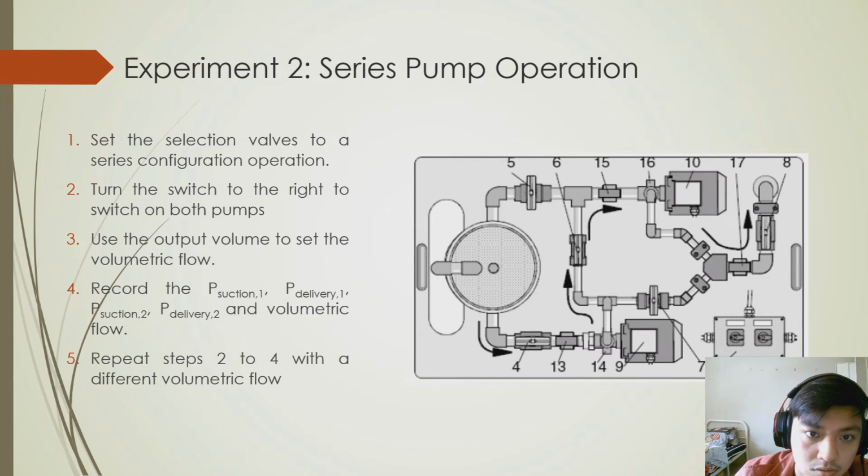For experiment 2, series pump operation, firstly we set the selection valve to the series configuration. For this experiment, we open valve number 5 and number 7. Turn the switch to the right to switch on both pumps. Use the output volume to set the volumetric flow. Record the pressure suction 1, pressure delivery 1, pressure suction 2, and lastly pressure delivery 2, and volumetric flow. Repeat steps 2 to 4 with a different volumetric flow.